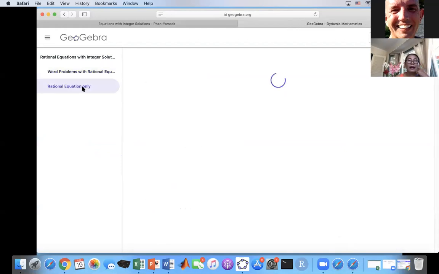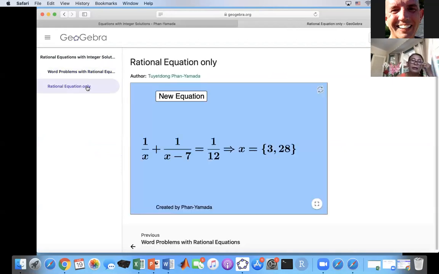For the second app, this one has equations only, it doesn't have word problems, but you can put whatever you want in here. And the solution will come out this way here. So I have that part. If you change this here, new equation, you will have a whole bunch of equations.